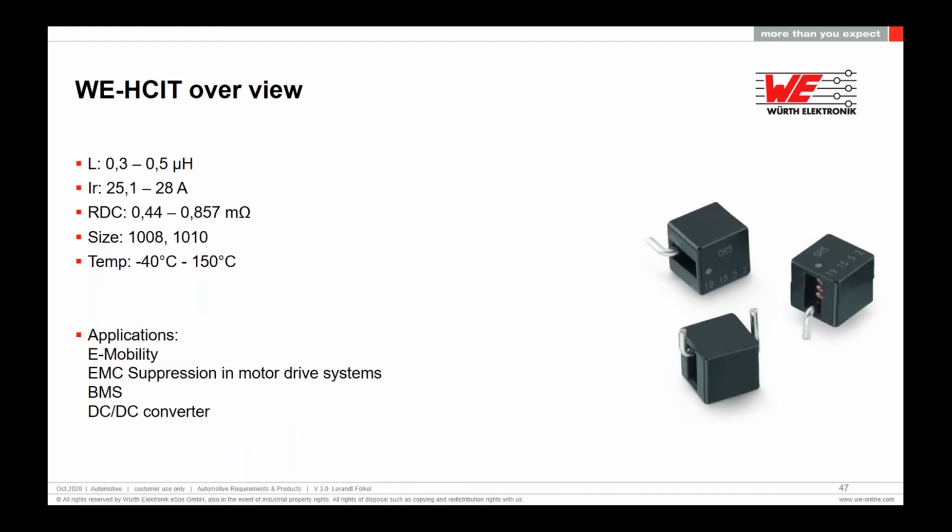The HCIT are again such rod core inductors with a shielding, but in through hole technology, not with exceptionally big values, mostly for very specific applications.